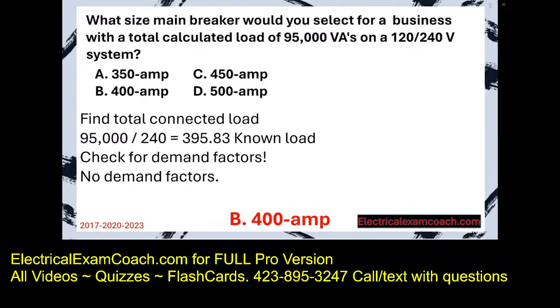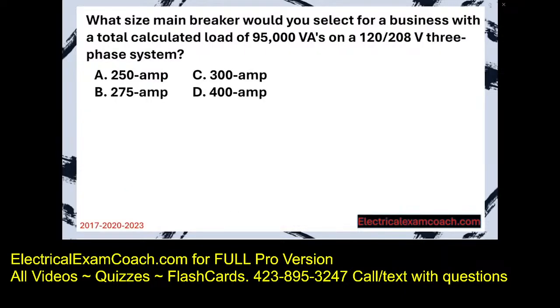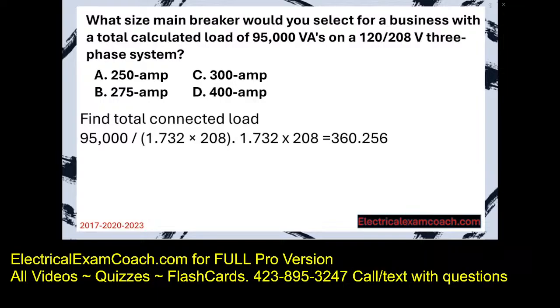Let's get to it. Now let's do that exact same calculation but on a three-phase system and show you the beauty of three-phase. What size main breaker would you select for a business with a total calculated load of 95,000 VAs on a 120/208 three-phase system? Step 1, find our total connected load. Well, they've already given us our total VAs, so all we have to do is divide. But with three-phase, there's one extra step.